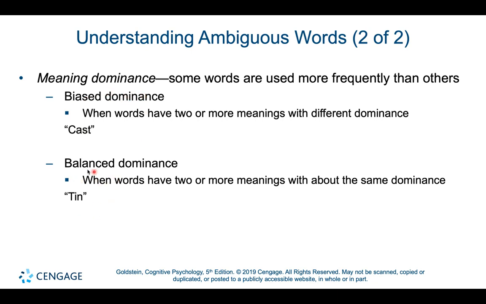They're, in a sense, biased towards a dominant meaning of that word. But other words are more balanced, such that words like tin have about equal usage in language of the ambiguous meanings of that word. The two most common meanings are tin as in the metal that's named tin, and tin as in something you can put other things in, a holder of items.